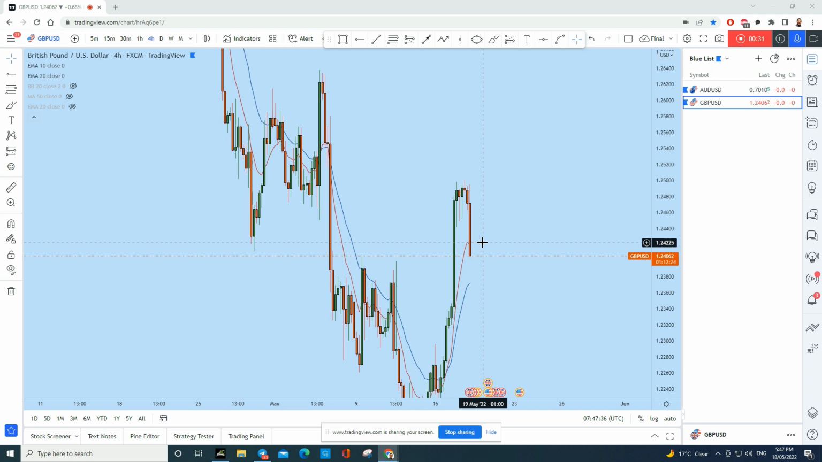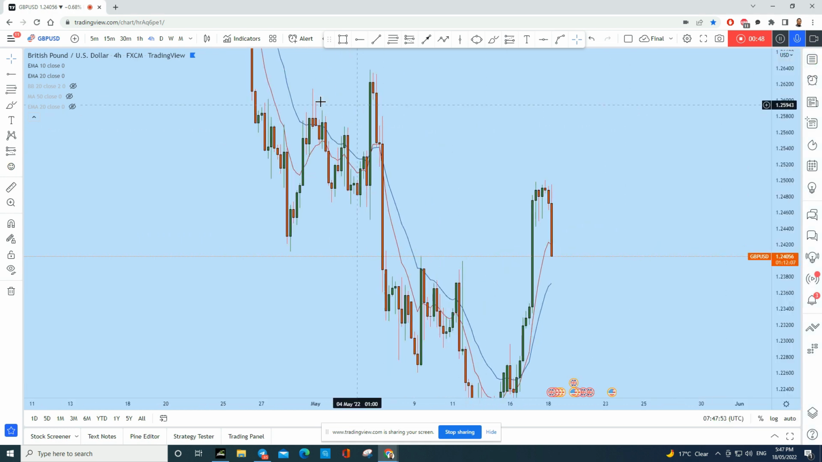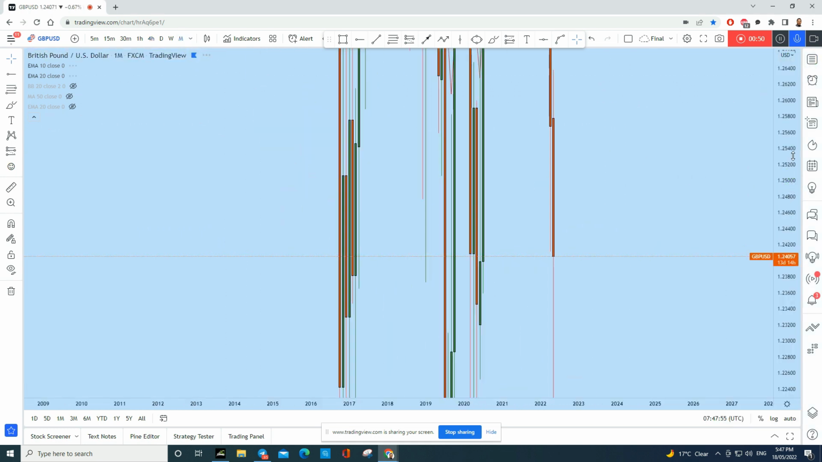Let me do a complete multi-time frame analysis, and you'll see how GBPUSD is behaving exactly the same way according to the analysis, and how we can trade this instrument now, and also how we can trade the Aussie dollar. Now, first, let's begin with GBPUSD, starting with the bigger picture on the monthly time frame.